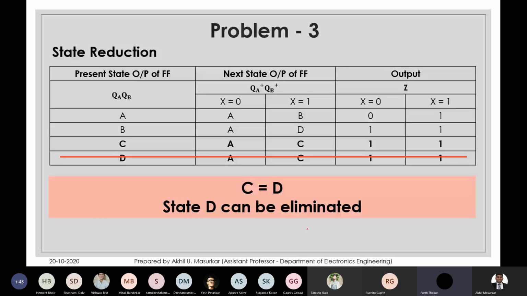And simply speaking, the one which is the lowest in the table, remove it. So state D can be eliminated.